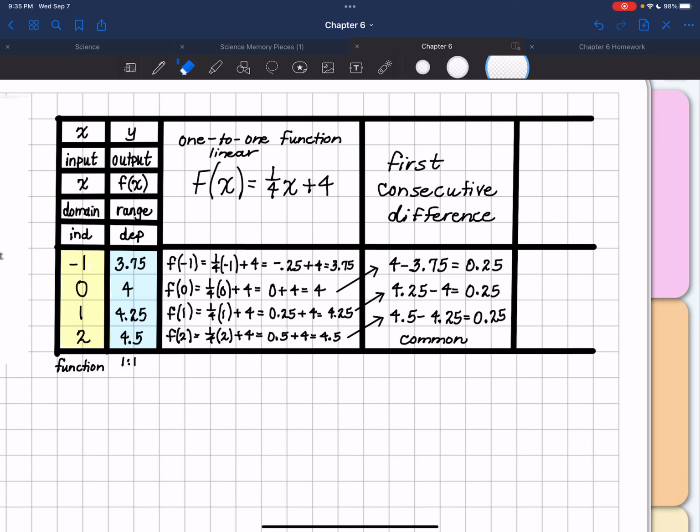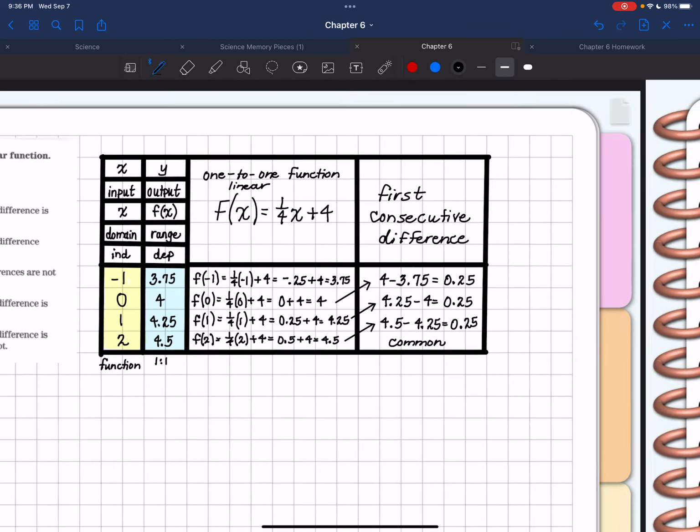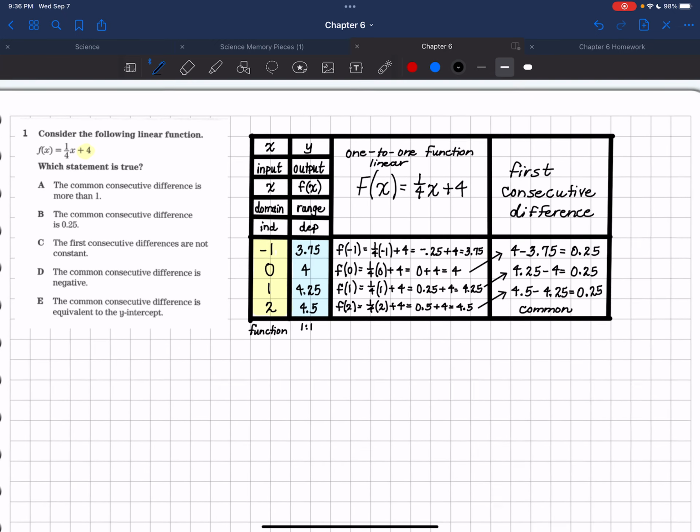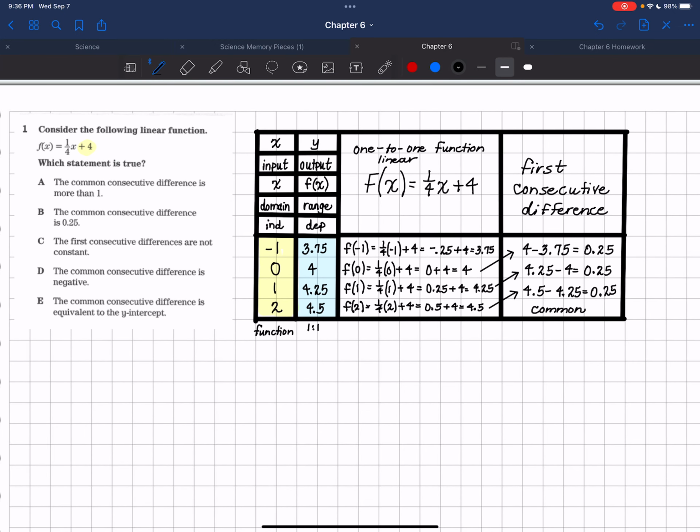We're done. Once you get commonality, you do not have to keep going. If you do, you will get 0 in the second level. But we've got what we need here. So the first common consecutive difference is 0.25. That's what we're looking for. It needs to be common to be the answer we need.